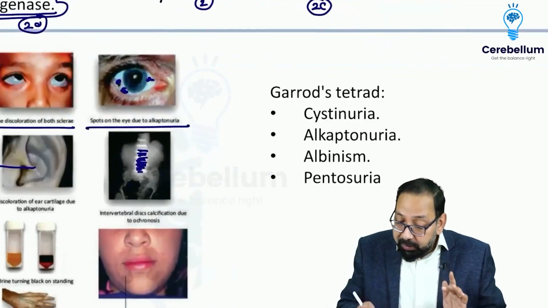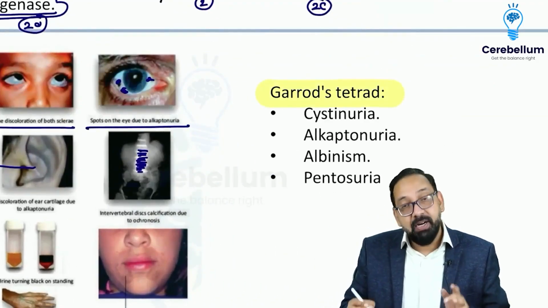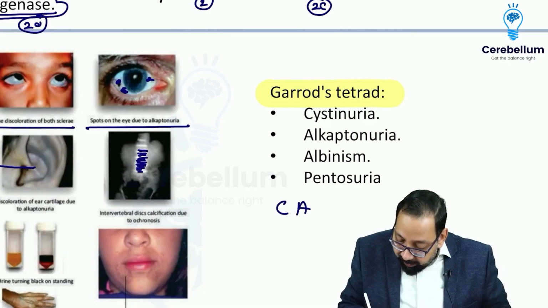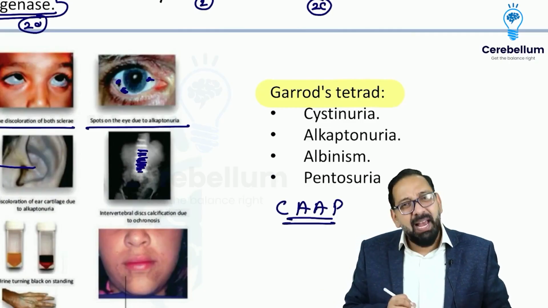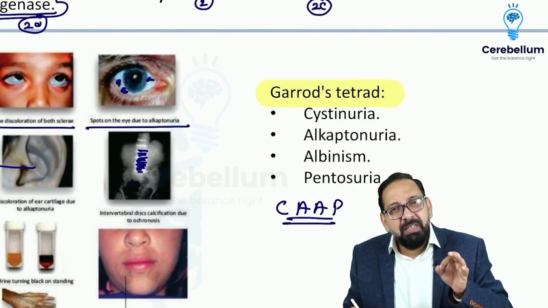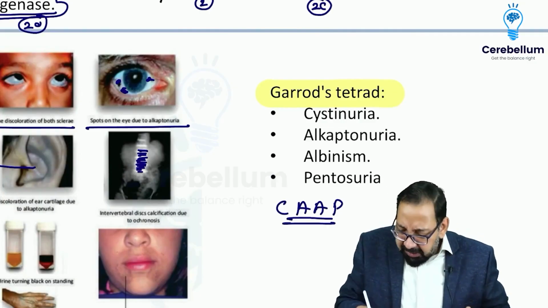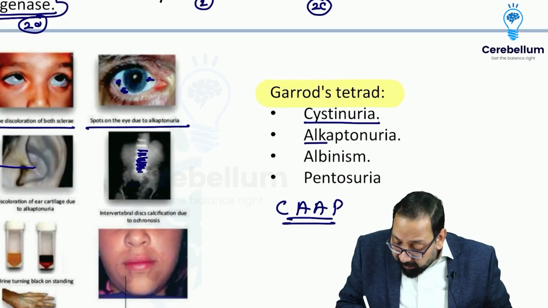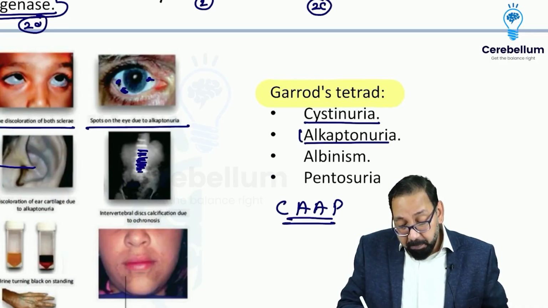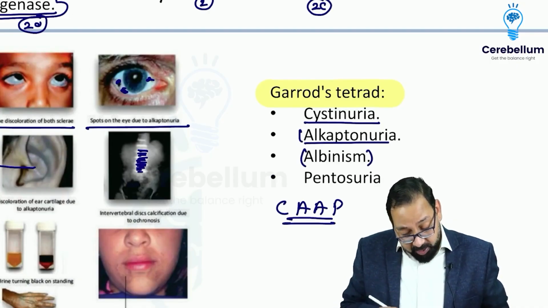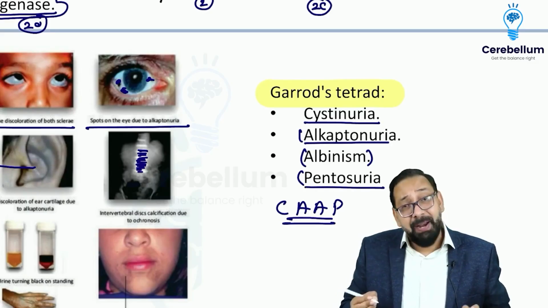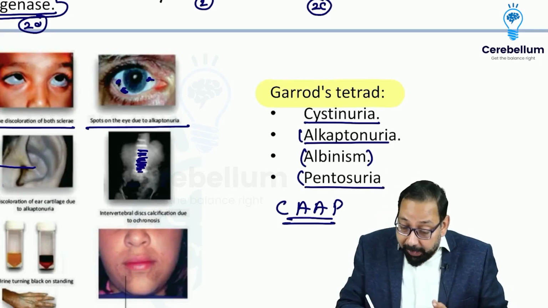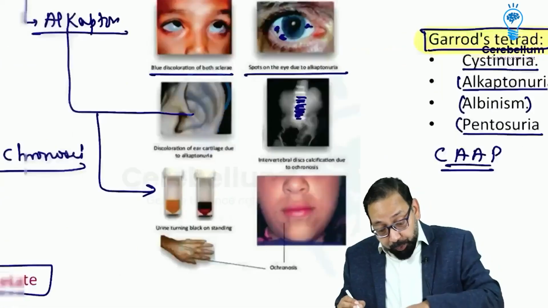Now a question is asked on Garrod's tetrad. Garrod's tetrad includes 4 disorders. Mnemonic is CAAP. Sometimes I remember sister is having white black pen. Cystinuria, sister is cystinuria. Alkaptonuria, kala, is black. Albinism is white. Pen, yes, pentosuria. So sister is having black and white pen. That is Garrod's tetrad, mnemonic.